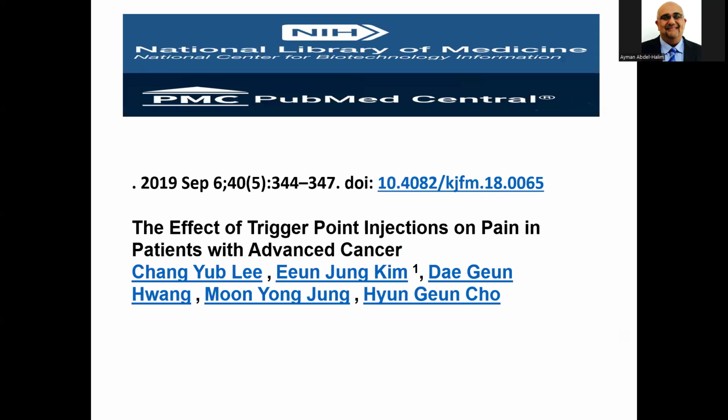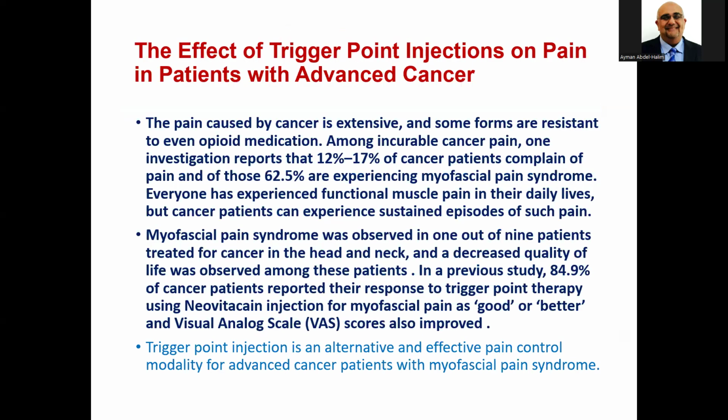Another important issue that I really stress on in palliative care rounds is teaching trigger point injections in patients with cancer. I would like to say that 30% of the patients that you see in the clinic have myofascial pain, okay? And they will benefit from simple trigger point injections with lidocaine, all right?